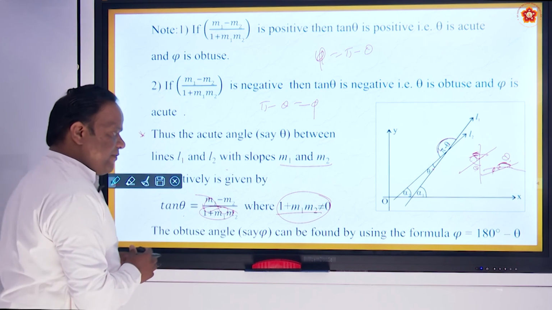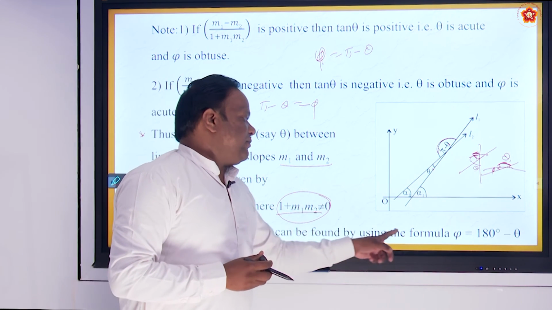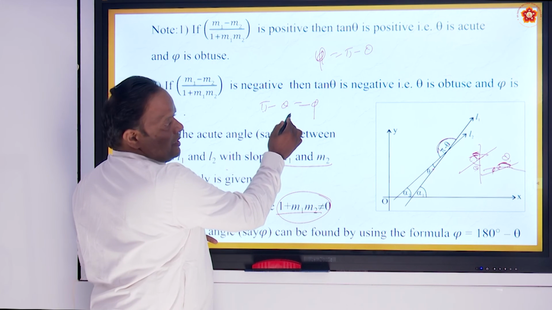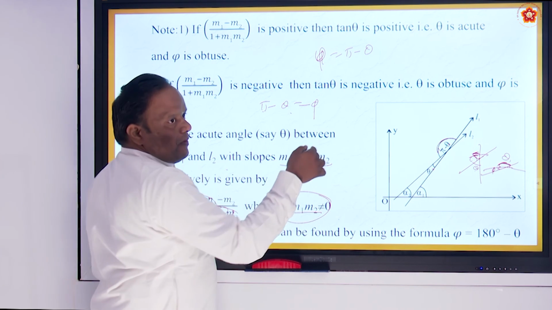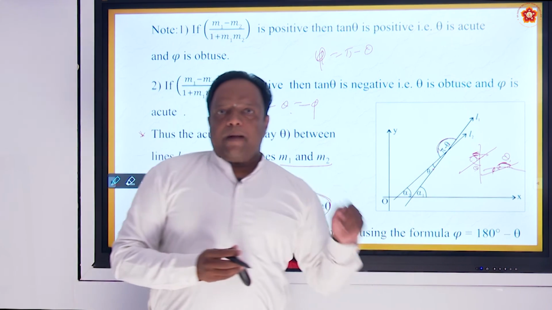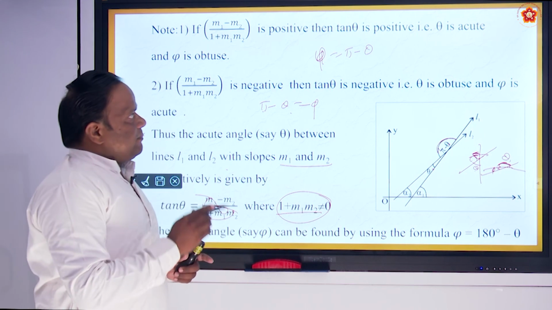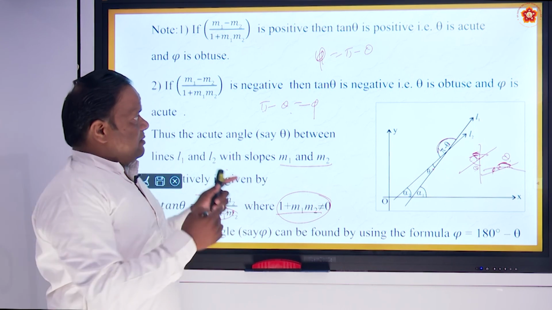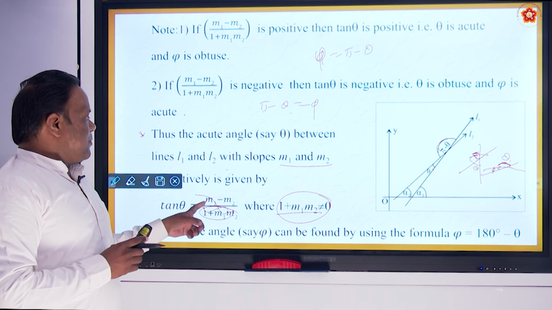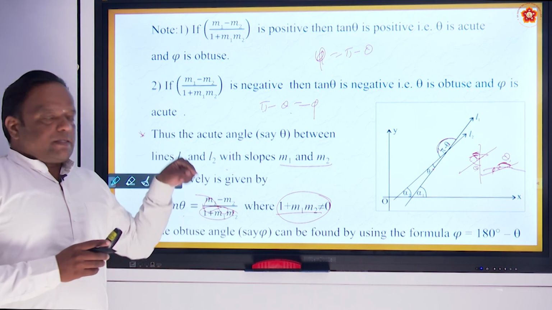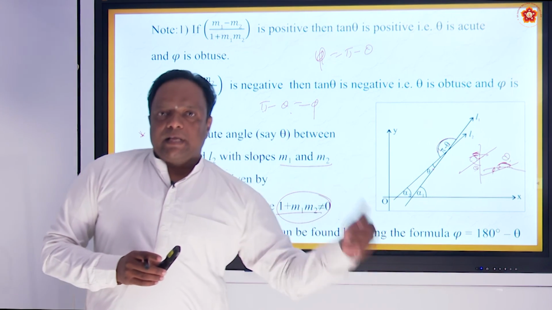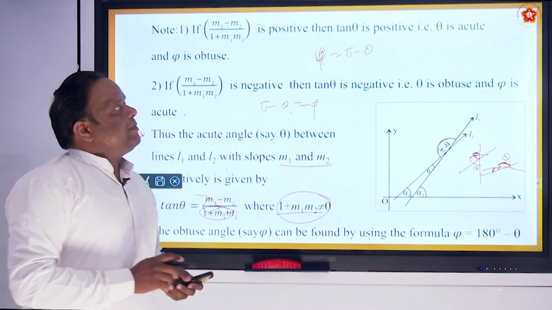The obtuse angle phi can be found by using the formula phi equal to 180 minus theta. Instead of phi, you write 180 minus theta. We will get a negative answer. If negative comes, then this phi becomes the obtuse angle. So I think you understand these two formulas. If theta is the acute angle, then tan theta is equal to (m1 minus m2) divided by (1 plus m1 m2). Substituting phi equal to 180 minus theta, we get the obtuse angle. These two are the angles between two lines.